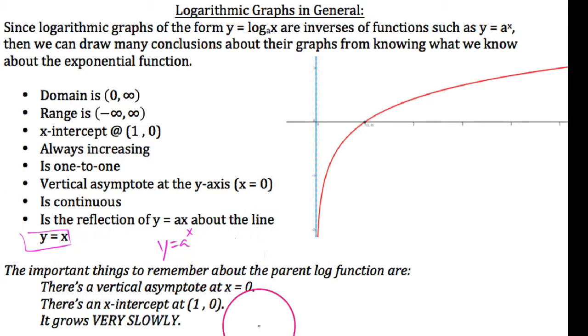Okay, so the important things to remember, again, one last time, and I'll shut this video off: there's a vertical asymptote at x equals 0 on the parent function. There's an x-intercept at 1, 0, and it grows very slowly. I'll put an exclamation point on that one.